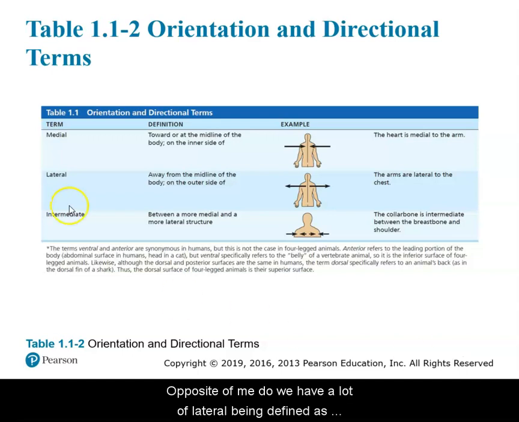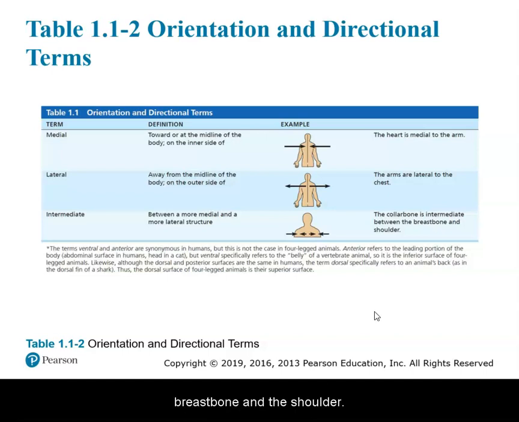Opposite of medial, we have lateral. Lateral being defined as being away from the midline of the body or to the outer side of the body. So for example, the arms are more lateral to the chest, being away from that midline. Now, intermediate is actually between a more medial and a more lateral structure. An example of this: the collarbone is intermediate between the breastbone and the shoulder.